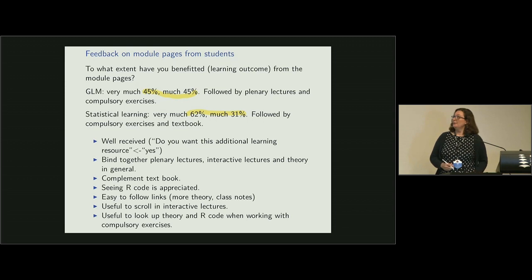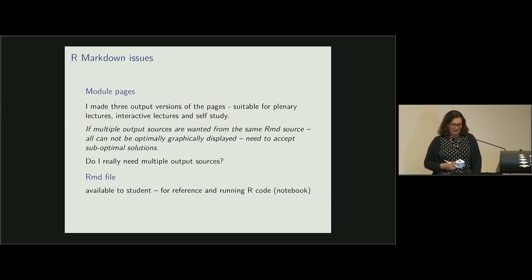Okay, and I think it binds together plenary, interactive lecture, and theory in general, and they like seeing R code, etc. So the R Markdown issues, I'm going to finish with that. I made the module pages in a way so it could make 3 outputs easily. And if I want to have different outputs, I'll tell about these outputs now. It's really hard to get optimal graphical display of all 3 different outputs. So we will see that I've chosen some way in between.